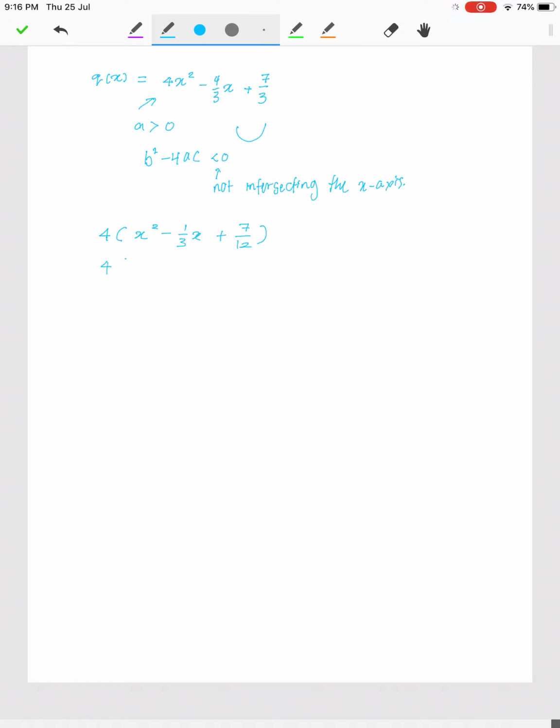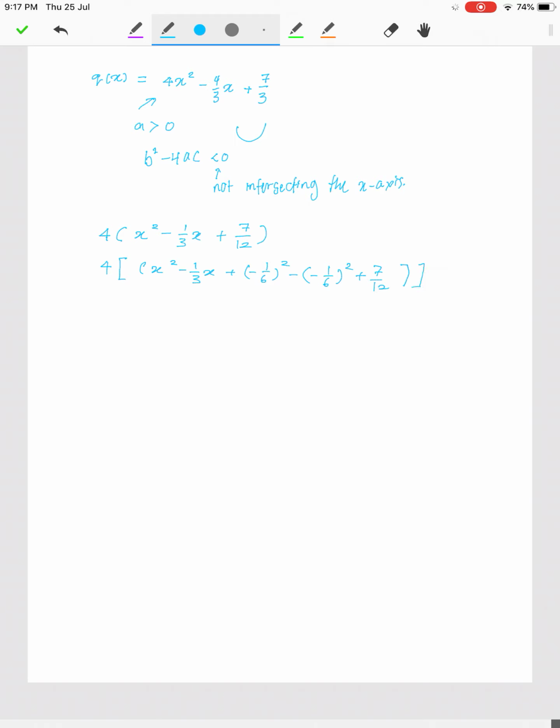So 4, square bracket, x squared minus 1 over 3x, you can say plus negative 1 over 6 squared, then minus negative 1 over 6 squared plus 7 over 12. So close bracket.